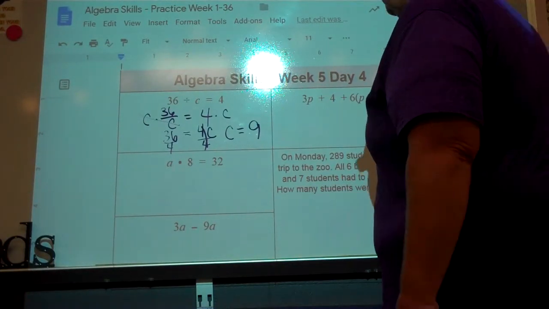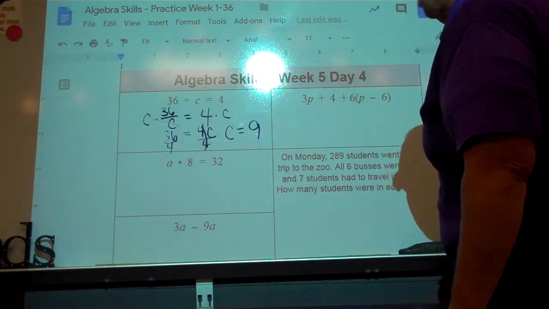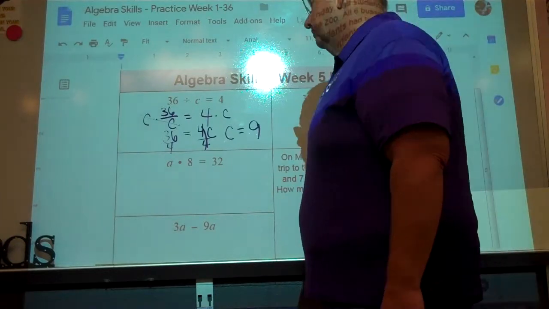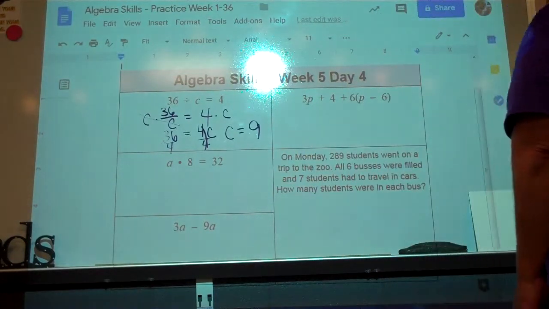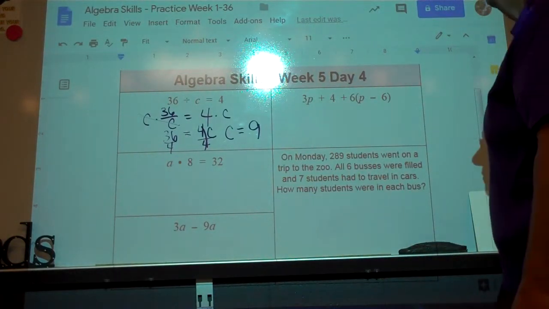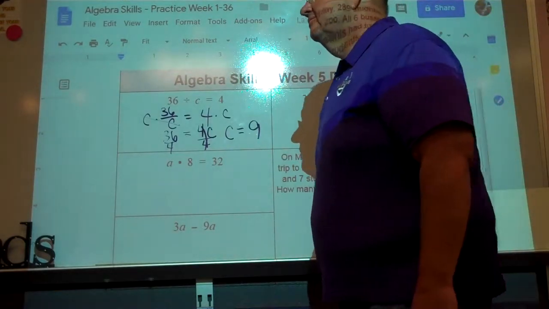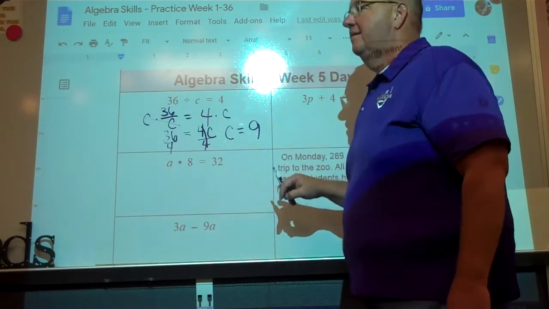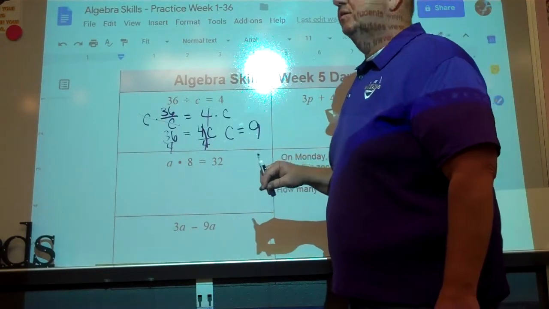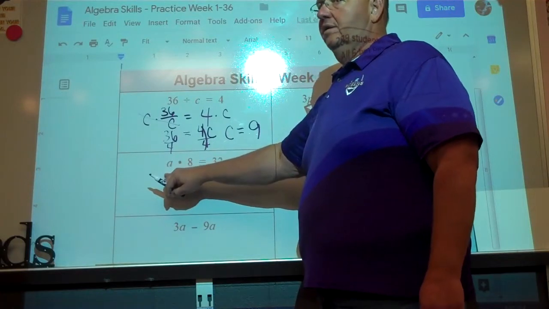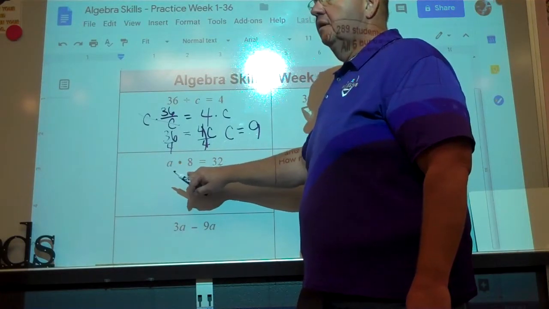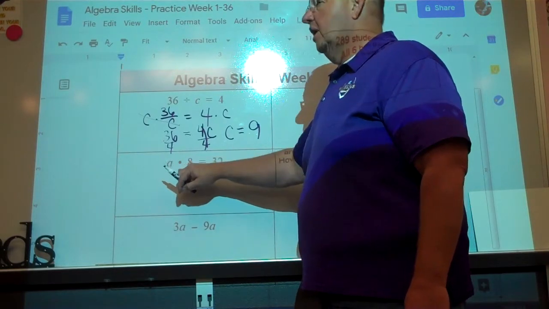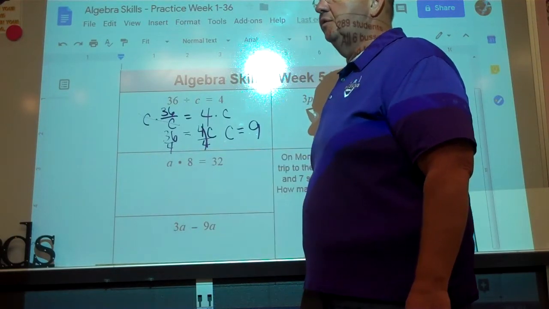Okay, let's go down to the next one. The problem says A times 8 equals 32. Okay, so what are we going to do here? We're going to multiply both sides by 8. What's the problem asking us? What times 8 equals 32, right? Okay, so that's a multiplication problem. What's the opposite of multiplication?